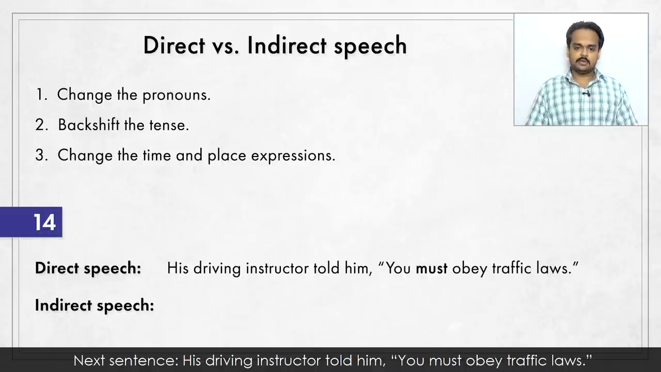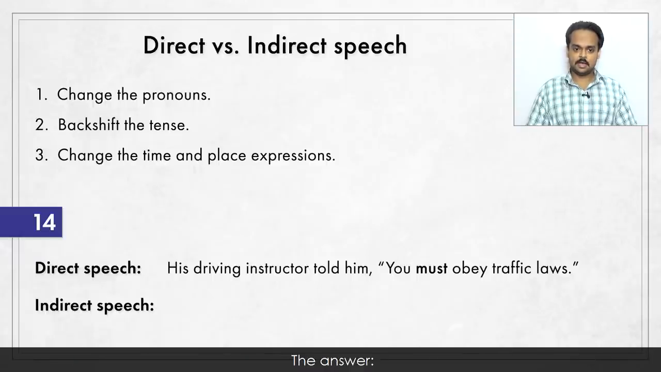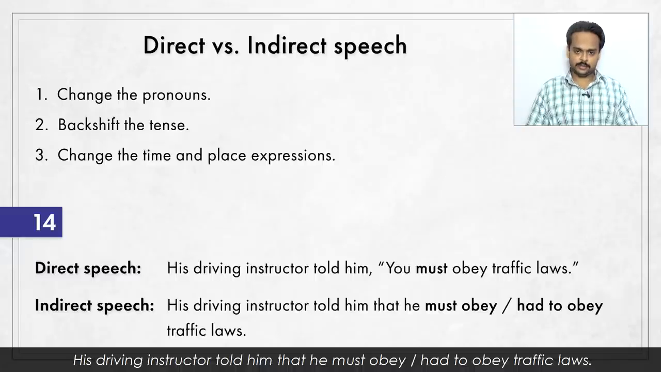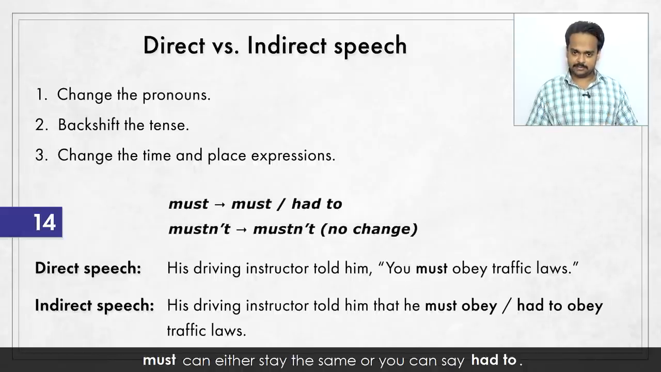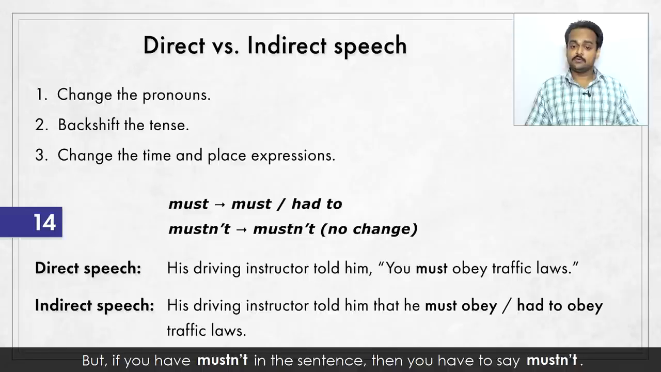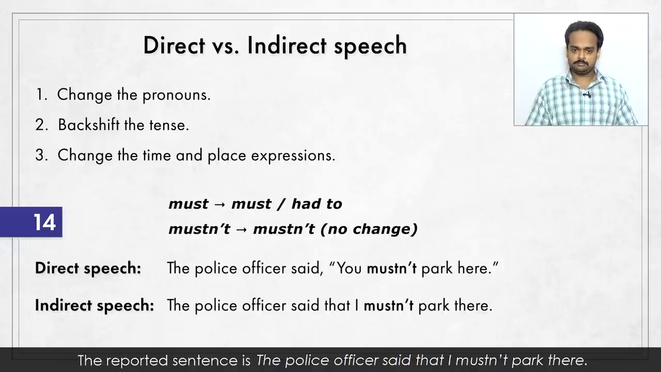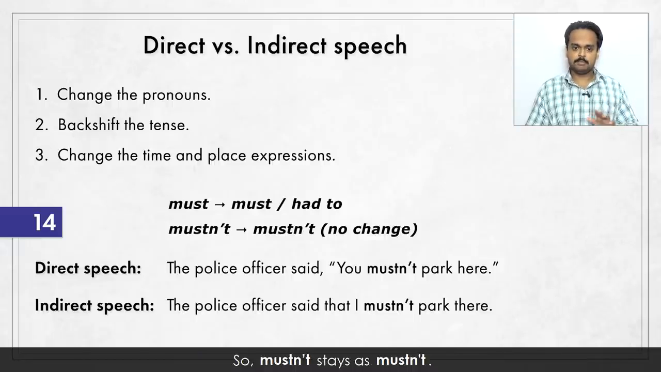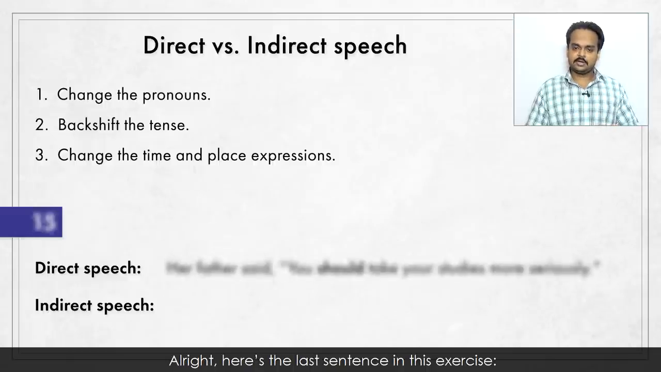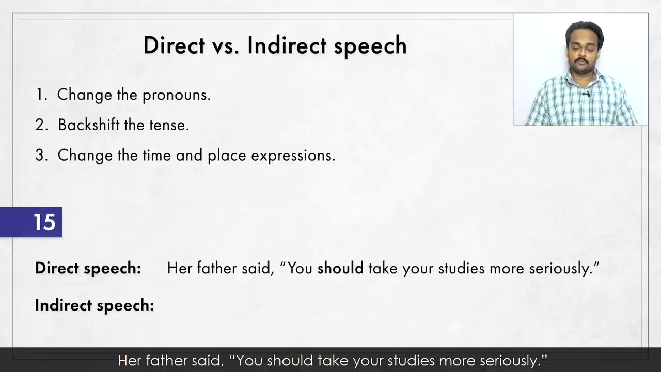Next sentence. His driving instructor told him, "You must obey traffic laws." The answer, his driving instructor told him that he must obey or he had to obey traffic laws. Must can either stay the same or you can say had to. But if you have mustn't in the sentence, then you have to say mustn't. For example, the police officer said, "You mustn't park here." The reported sentence is, the police officer said that I mustn't park there. So mustn't stays as mustn't. All right, here's the last sentence in this exercise. Her father said, "You should take your studies more seriously."